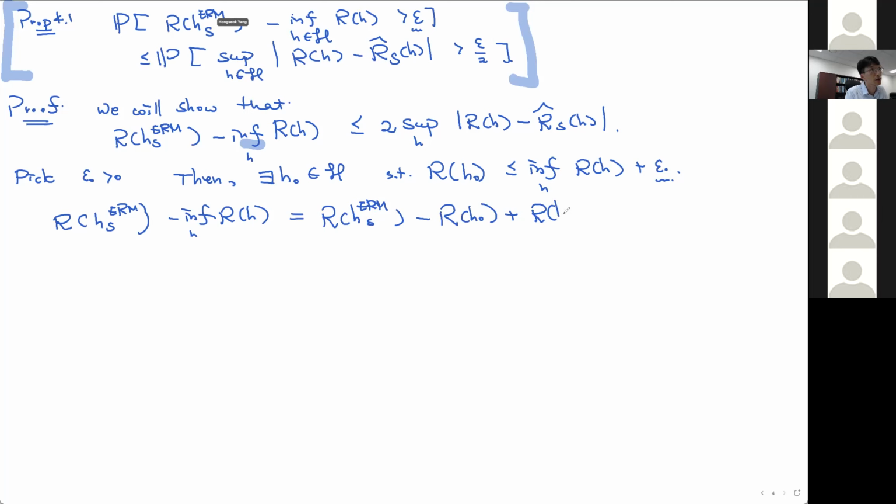And then add 0. So if we do so, then we get, because of the RH0, and because of this inequality, we can obtain the following inequality. Minus 0 plus epsilon 0.